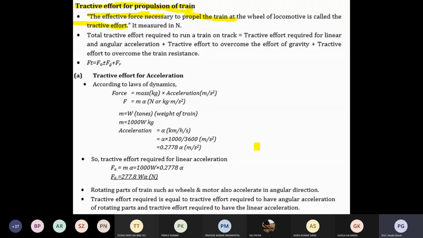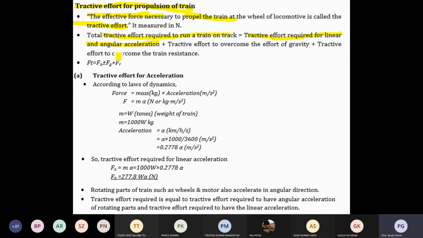Now, the total tractive effort that I have been discussing. What is the total tractive effort required for a train on the track? It is the tractive effort required for linear and angular acceleration. Angular acceleration is also required for rotation. The track is not always a straight line; it looks like a straight line, but sometimes there are curvatures. Also, the pinion gear joints are there, so it is not only direct acceleration, it is also angular acceleration. So theta is also sometimes important.